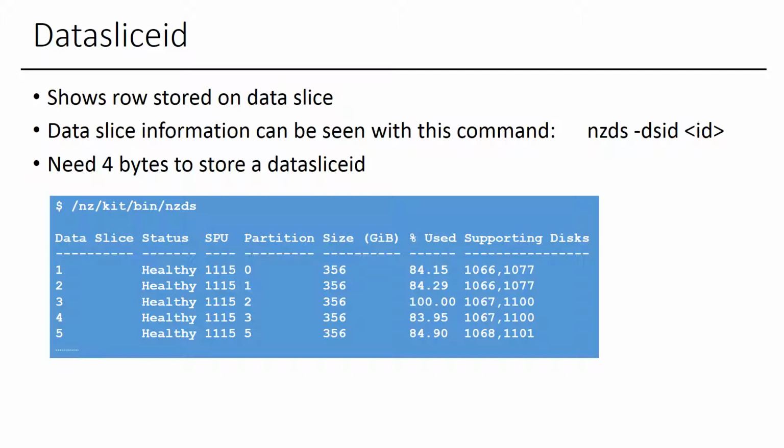You can use the nzds command to display information about the data slices. It is useful to see the status, size, and percentage used of each data slice. The output also lets you know the spools and the disk assigned to each data slice.